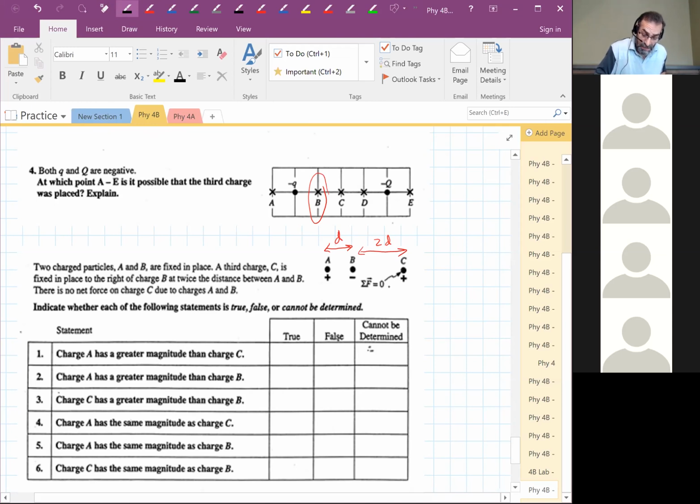Let's think about the forces involved here. A and C are both the same sign. So the force on C due to A, I'll call that FA, has to point to the right. The force on C due to B is going to point to the left. Call that FB. And we know that FA and FB have to have the same magnitude because they net to zero.